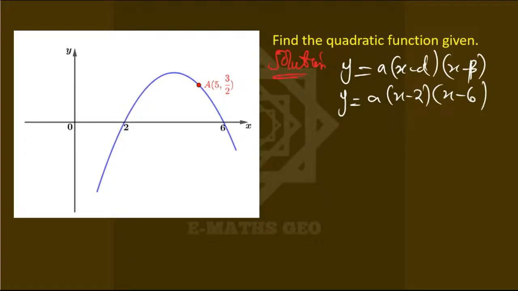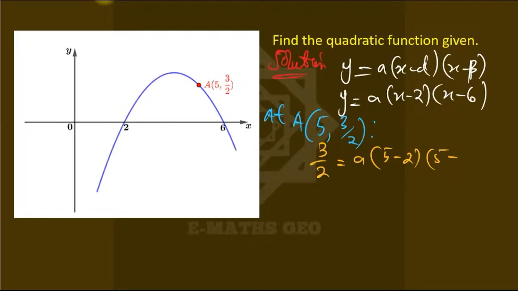So at point A, the extra point given, the coordinates are 5, 3/2. That's x is 5, y is 3/2. Now we substitute x as 5 and y as 3/2 into our function. So we have 3/2, that's our y, equals a times (5 minus 2) times (5 minus 6).